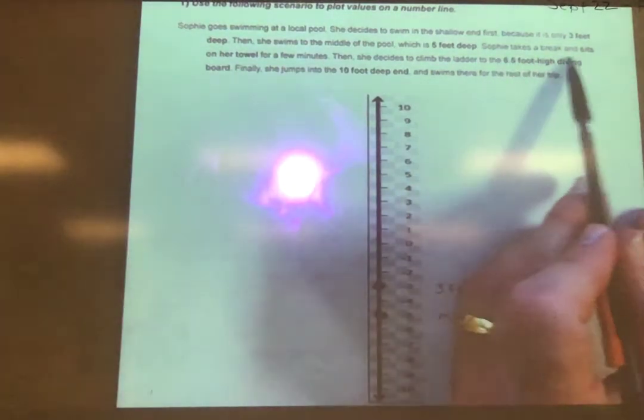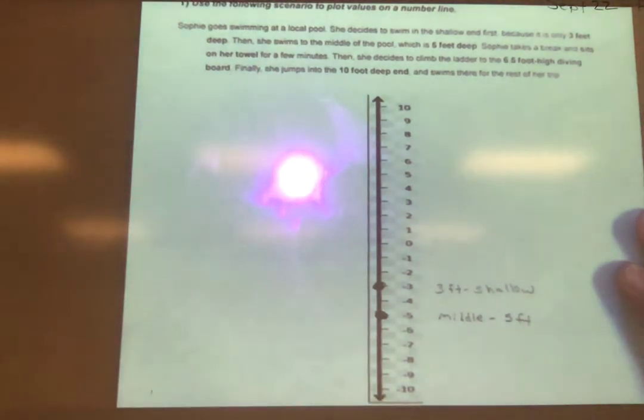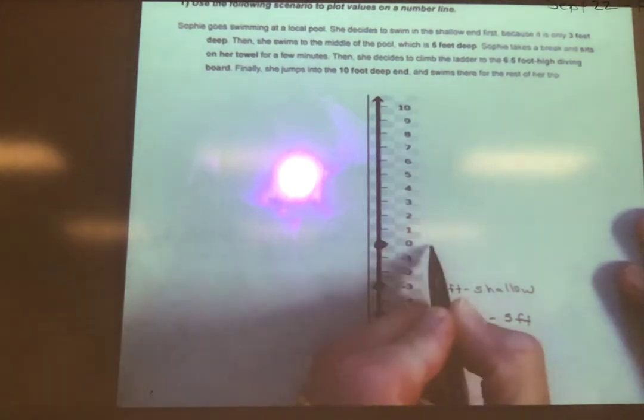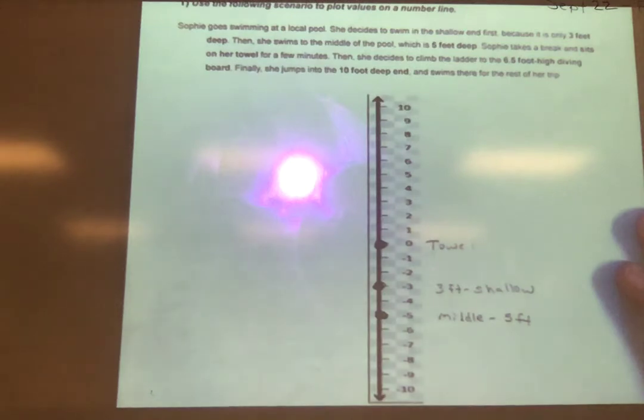Sophie then takes a break and sits on her towel for a few minutes. So she's out of the pool now. So she's at 0. She's at the ground level and she's sitting on her towel. So I'll just label it there because she's not below the water. She's not up above the water. She's right at ground level.